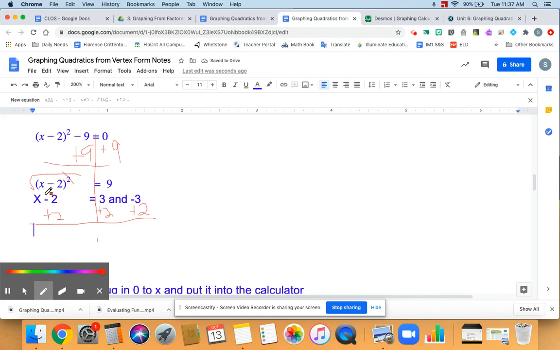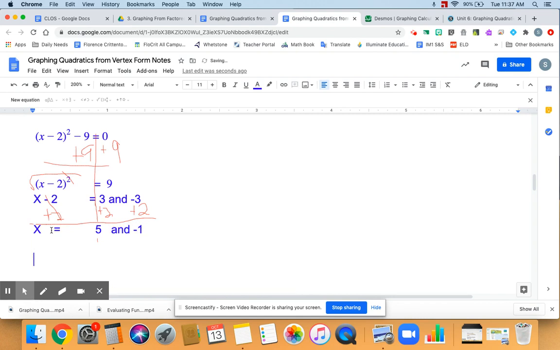So then on this side, the minus 2 plus 2 will cancel. And then I'm just left with x equaling my 2 answers. 3 plus 2 is 5, and negative 3 plus 2 is negative 1. So when I write my 2 x-intercepts, it's going to be (5, 0) and (-1, 0).